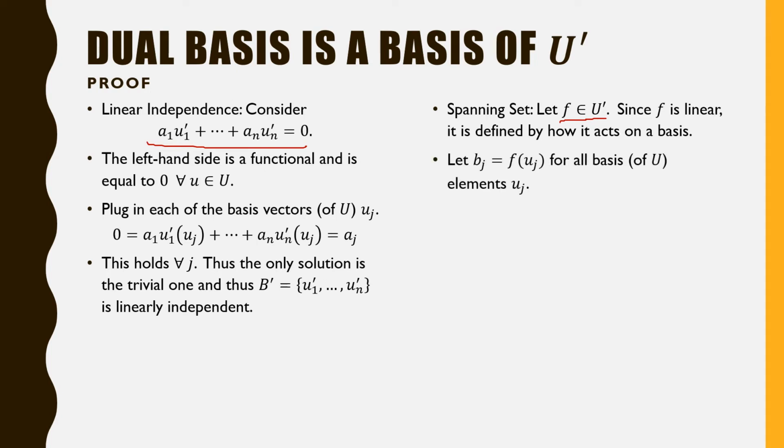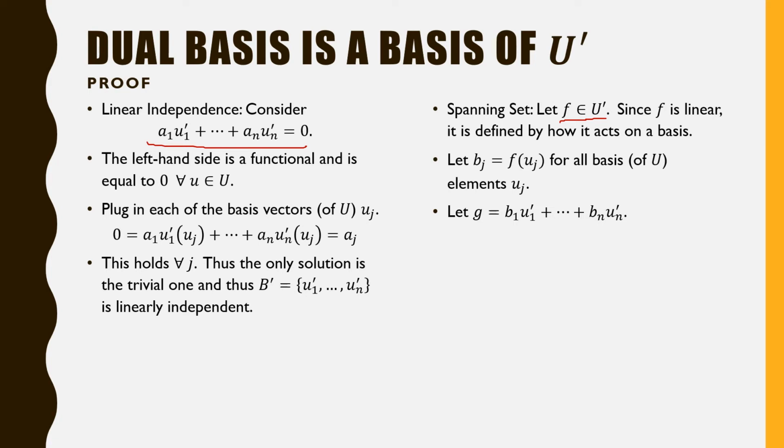So to start off with, let's identify the values that f takes on the basis u1 through un of u. We'll let bj be the value of the functional f on the uj elements from the basis of u. So f of uj equals bj. Now, use those elements b1 through bn that we just defined to define a linear combination of the u1 primes to un primes. And we'll call this linear combination G.